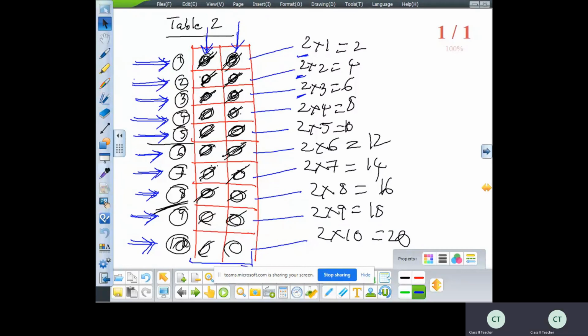The times means 2 twos are 2 times of 2. 2 threes are 3 times of 2. 2 fours are 4 times of 2. Yes, 2 fives are 5 times of 2. 2 fives are 10.